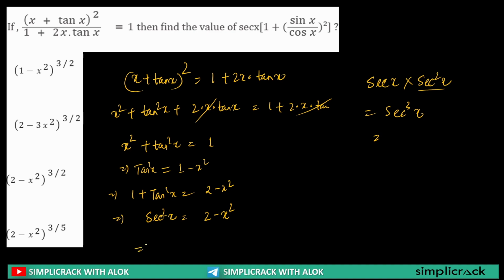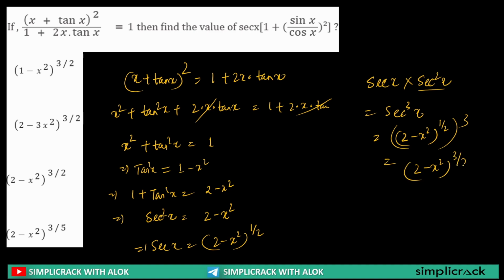Now sec square x is this much. Sec x is what? 2 minus x square to the power 1 by 2, because I'm taking square root both sides. So sec cube x will be 2 minus x square to the power 1 by 2 to the power 3, or I can write 2 minus x square to the power 3 by 2. So this is very simple. In order to help you understand, I'm solving all this, but you can directly solve these questions easily. Okay.